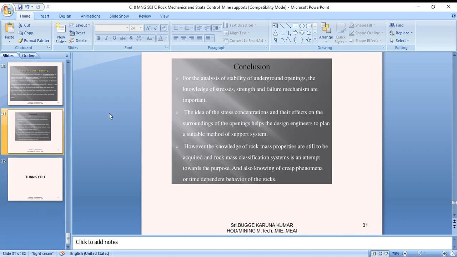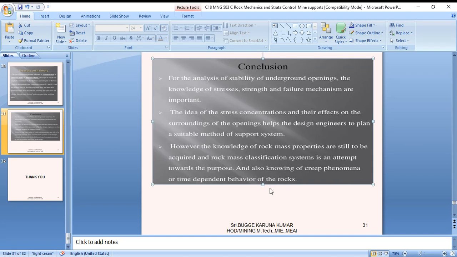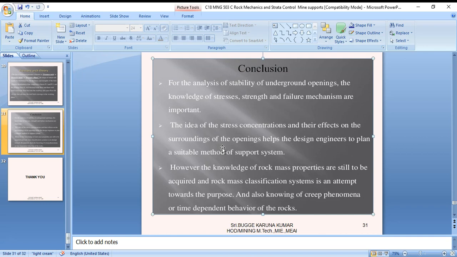So this is overall the pressure arch theory. Concluding here, overall in this lecture, for the analysis of the stability of the underground opening, the knowledge of stresses is very important. The strength and failure mechanisms are important.